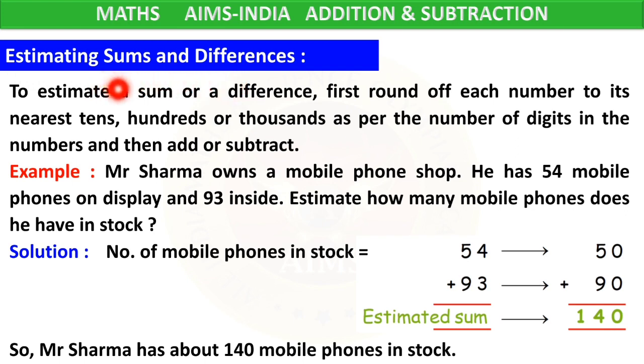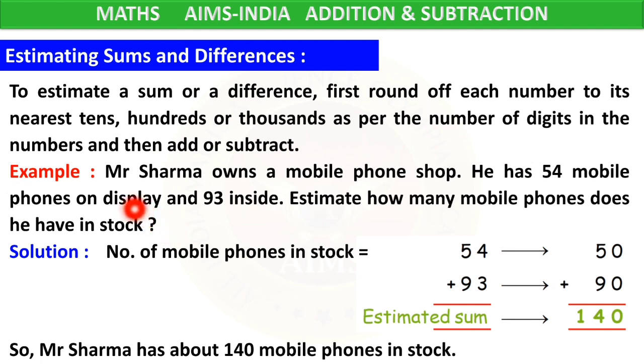What is the sum? Sum means what we get from addition. Yes. And what is difference? Difference is what we get from subtraction. So, how do we estimate those? First, we need to round off each number to its nearest tens, hundreds or thousands as per the number of digits in the numbers, and then add or subtract.